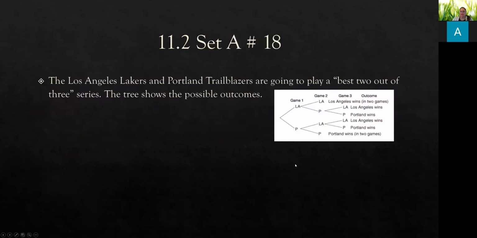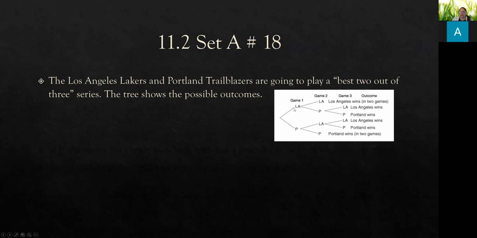Number 18 says the Los Angeles Lakers and the Portland Trail Blazers are going to play a best 2 out of 3 series. So that means that out of 3 games, whoever wins 2 games will be the winner. And the tree shows the possible outcomes. So if LA wins the first game and the second game, they don't bother playing a 3rd game because they know that LA will win.